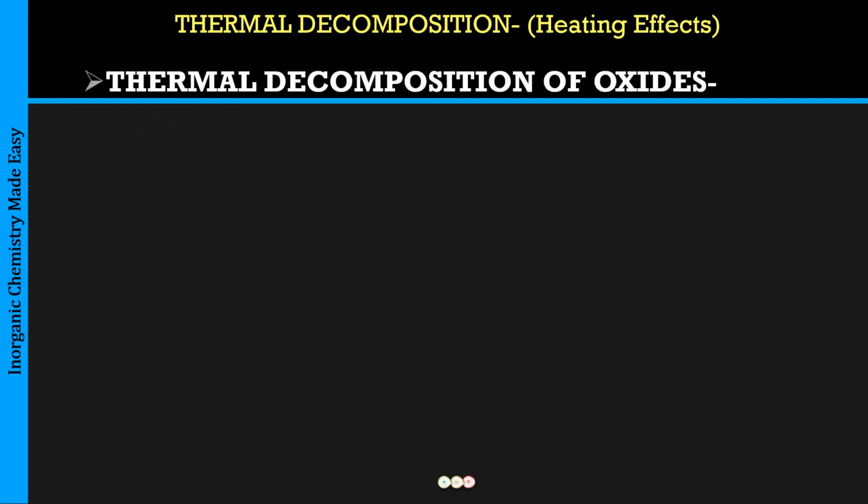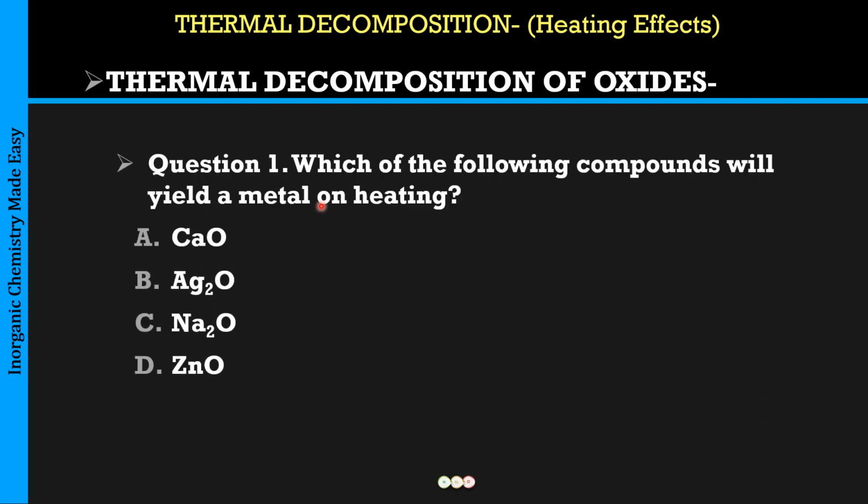So now let us quickly look at a few questions which will help us recap this lecture and also tell you the most important points from this lecture. Question number 1. Which of the following compounds will yield a metal on heating? Calcium oxide, silver oxide, sodium oxide or zinc oxide. I would like you to first choose an option yourself and then look at the answer.